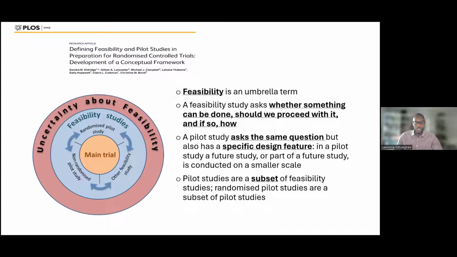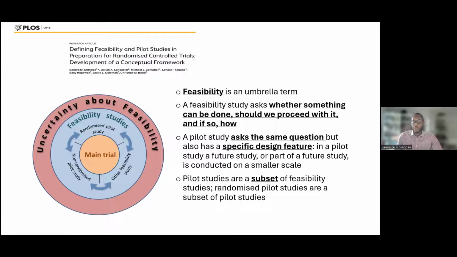So in a pilot study, a future study or part of a future study is conducted on a smaller scale, right? So if you conduct an RCT to inform a larger study, which is a cluster RCT, the design has changed, right? Which means the first study you conducted was a feasibility study, not a pilot study. If it is a pilot study, then the same design feature is carried out from the pilot to the main study. That's the key difference between pilot and feasibility studies. So pilot studies are a subset of feasibility studies, right? And randomized pilot studies are a subset of pilot studies.